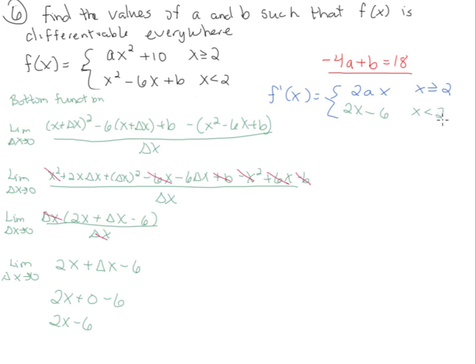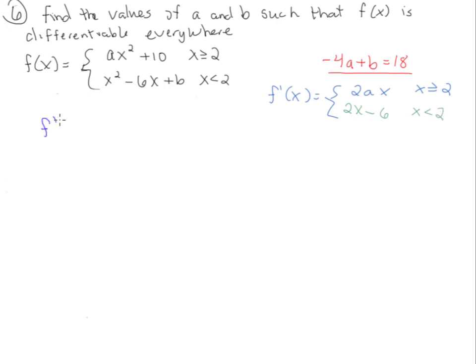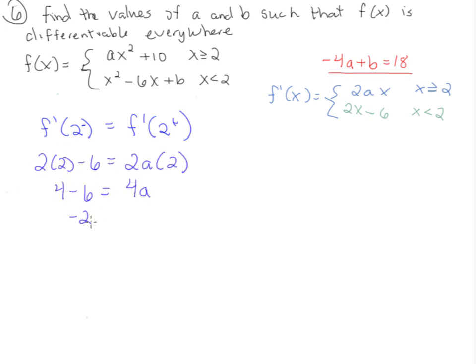breaking down at 2. And so for my derivative to exist at 2, the derivative from the left must equal the derivative from the right, or I could say that 2ax must equal 2x minus 6. Solving this equation for a, I get a is equal to negative 1/2.